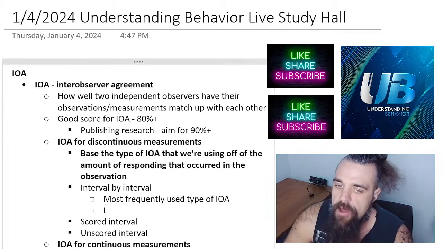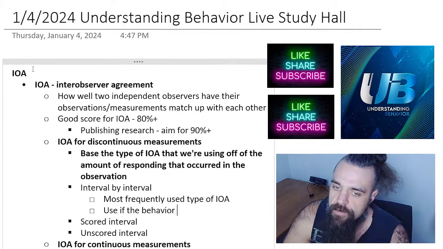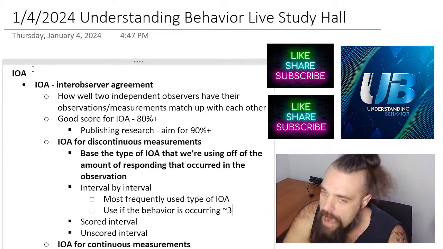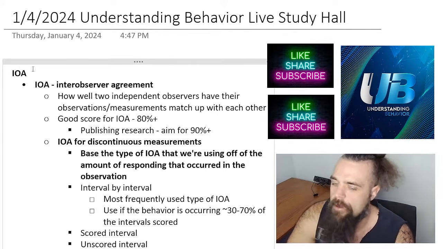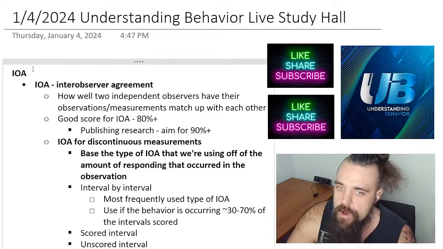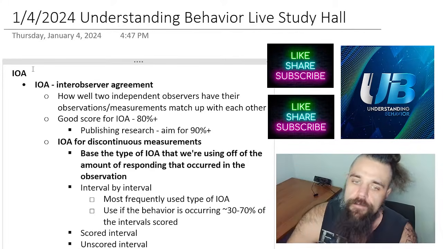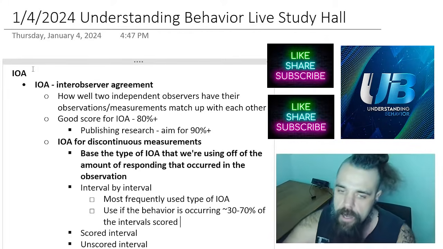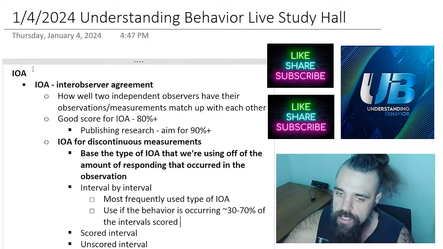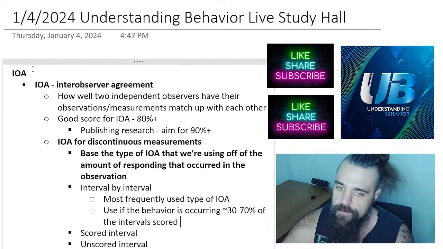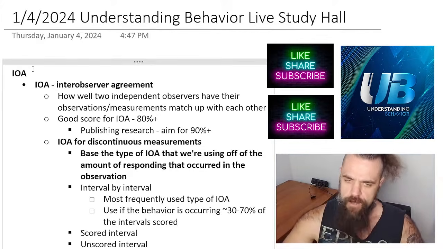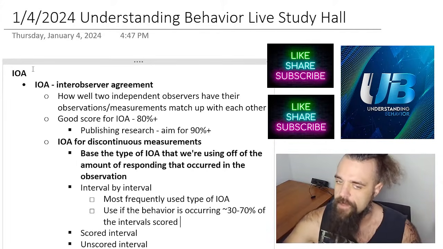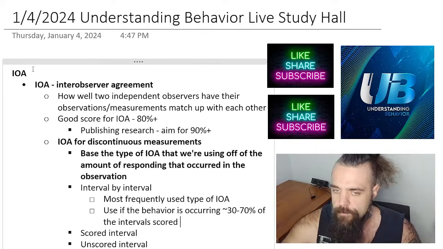So if the behavior is occurring for about 30 to 70% of the intervals scored. Remember, for partial interval or any of these discontinuous measurements, each interval is just being marked as an occurrence or a non-occurrence. There's not a number in each of those. So that's what we're going to base it off of, what percentage of these intervals the behavior occurred in. If it's somewhere in the middle, or if you're not even sure what's going to come up from the data, then you can use interval by interval.